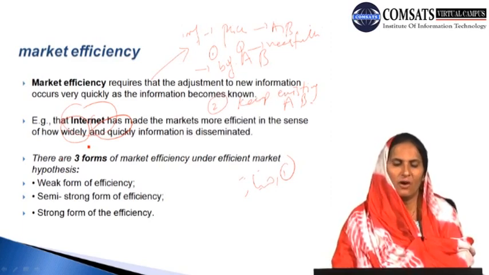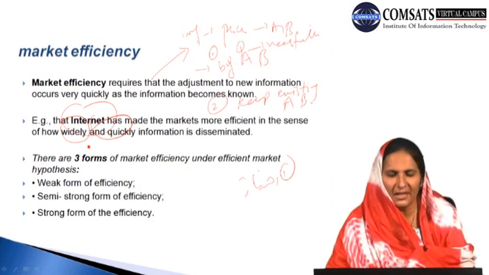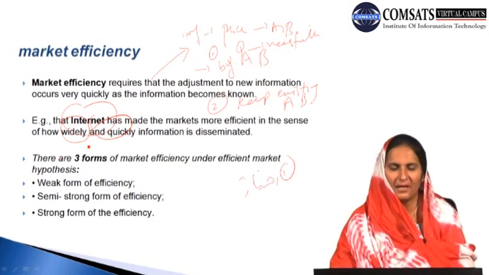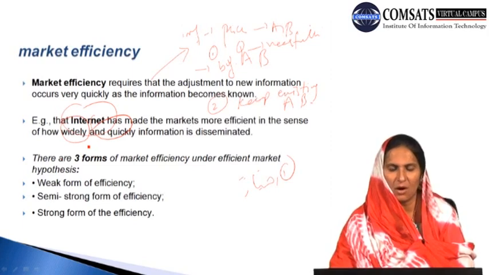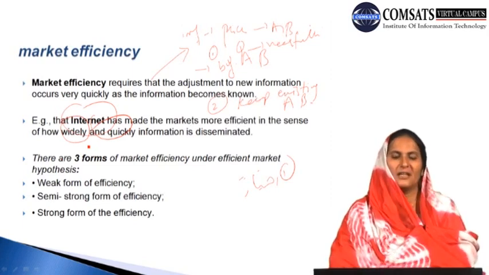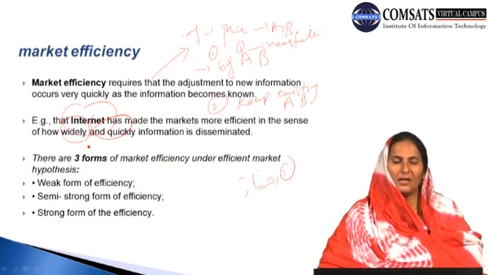The first is the weak form of efficiency. What are the three forms of market efficiency? First is weak form of efficiency. Second is known as semi-strong form of efficiency. Third is strong form of efficiency. So we can say we have three important types of efficiency of the market.